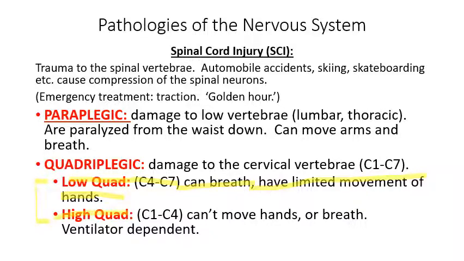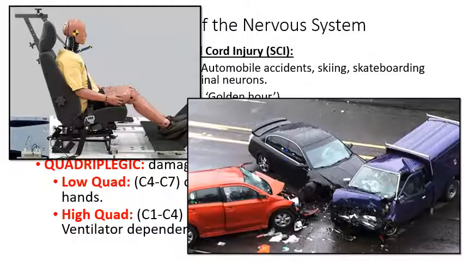A high quad, or high quadriplegic, is somebody who had damage to C1 through C4, the higher vertebra, and they are basically paralyzed from the neck down, with no control over the hands or the arms, and probably has to breathe with a ventilator, a machine. So you would become a ventilator-dependent quadriplegic if you damage the cervical vertebra in your neck, the high ones, the C1 through C4. All right, so as I said, these types of injuries are often caused by automobile accidents.